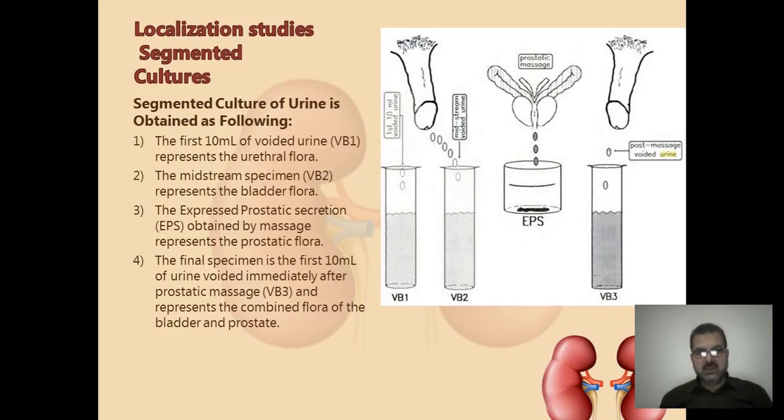Then we take midstream urine, which belongs to the bladder or represents the bladder flora. Then we do a prostatic massage, taking some drops of prostatic secretions, which will reflect the prostatic infection. And in the end we can take a sample that will have both together, the prostatic secretion and the bladder urine coming from the bladder.